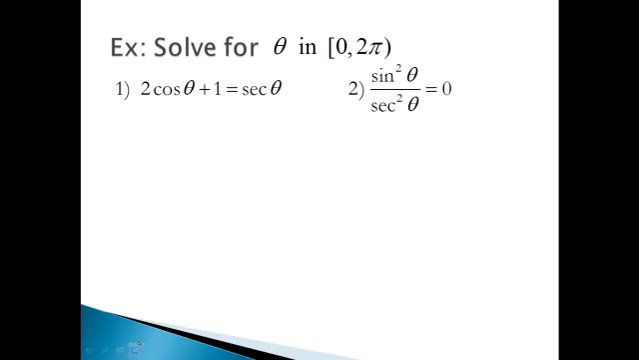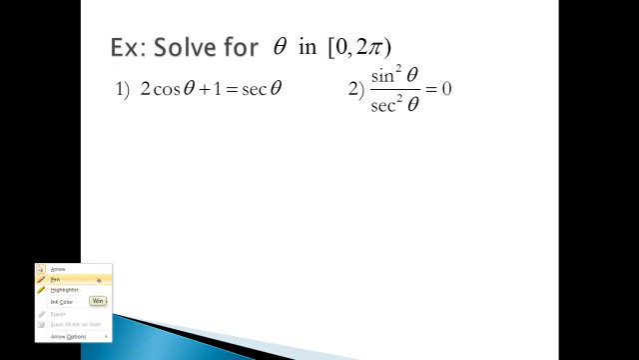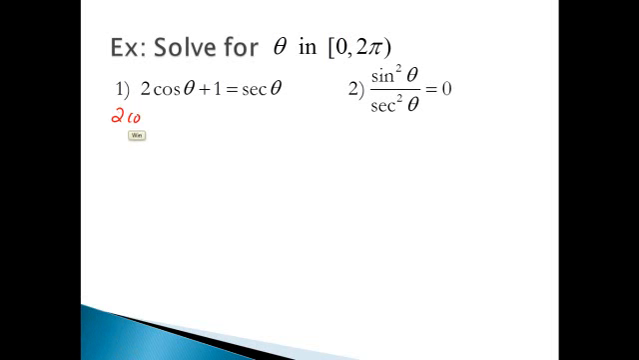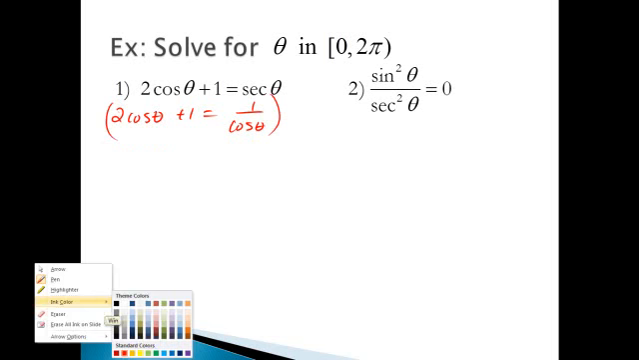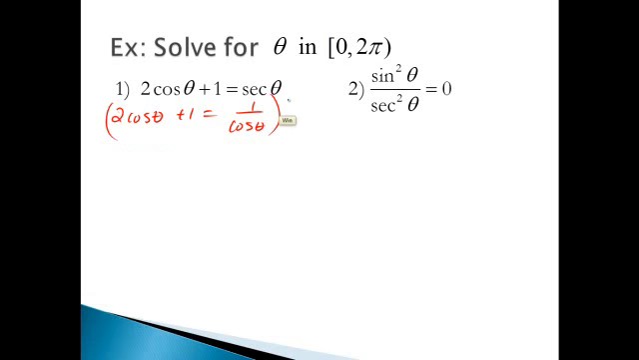On our first example, we need to solve for theta. And for both of these, theta will be in radians from 0 to 2 pi. Looking at this problem, we can notice that secant can be written as 1 over the cosine of theta. From here, if we multiply all terms by cosine of theta, we end up with a quadratic that we can solve. So multiplying everything by cosine of theta gives us 2 cosine squared theta plus cosine theta equal to 1.